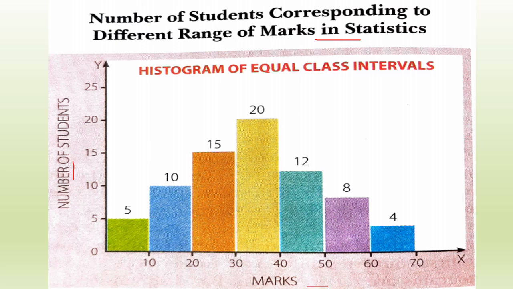Now, as I told you, histograms with equal class interval will have equal width. The bars will have equal width. See, all the bars have the width of 10. Why? Because the class interval was equal. But the length will vary according to the corresponding frequency. So, for the class interval from 0 to 10, the frequency, the number of students, was 5. So, the length is 5.